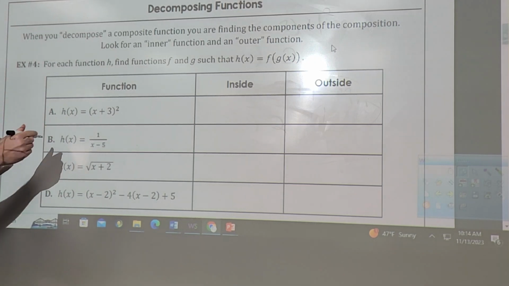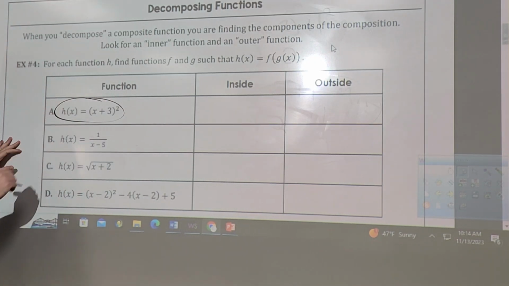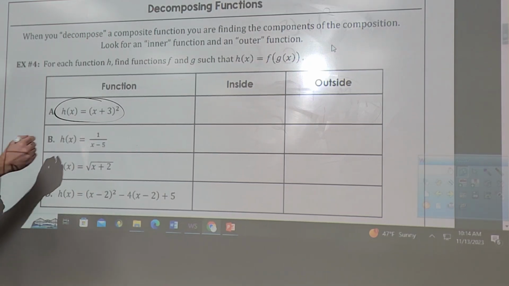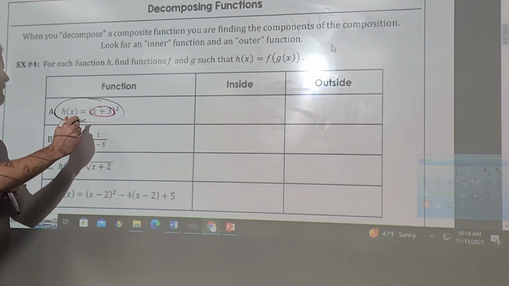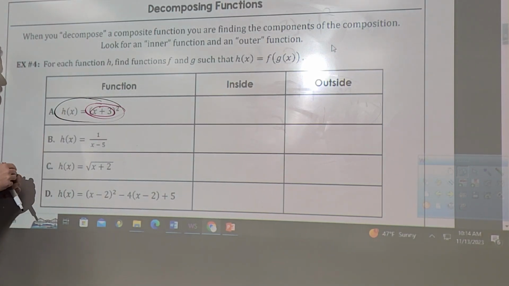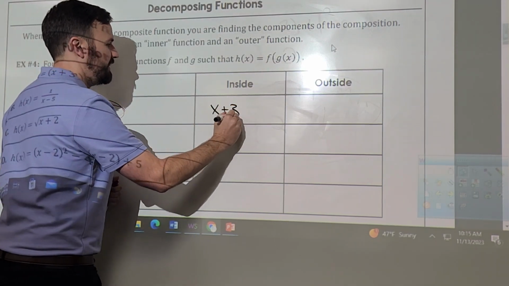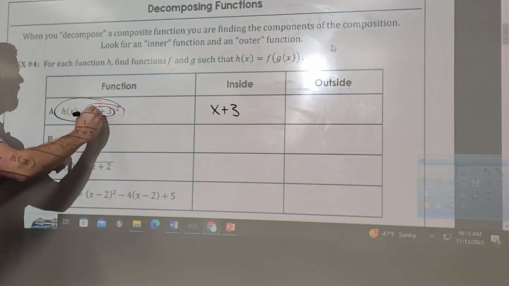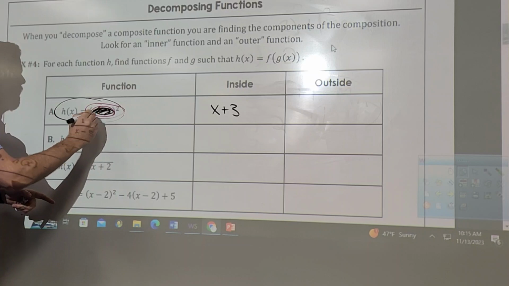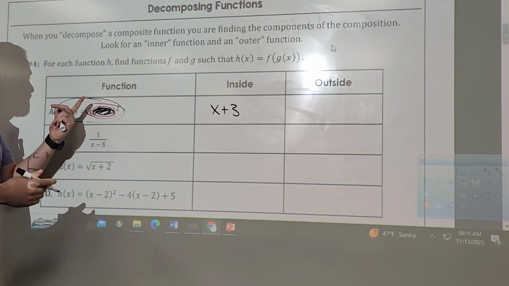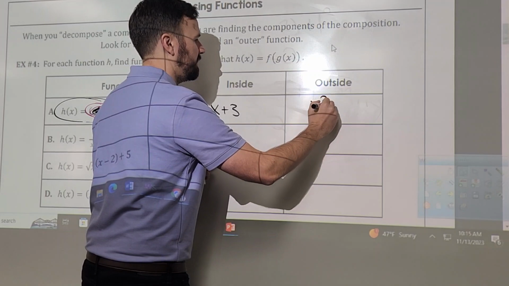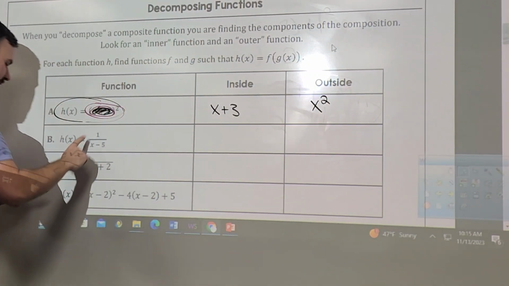So basically, I'm going to take this, and I want to break it down into two functions. Is there a function inside of another function? What do you guys think? There's actually multiple answers for a lot of these. Could that be one function, and then that's another? Do you guys agree? So what's my inside function? X plus 3. Now my outside, pretend like I plugged in one thing for that x plus 3. What's my outside function? X squared. So if I plug this in for x, would it equal this?